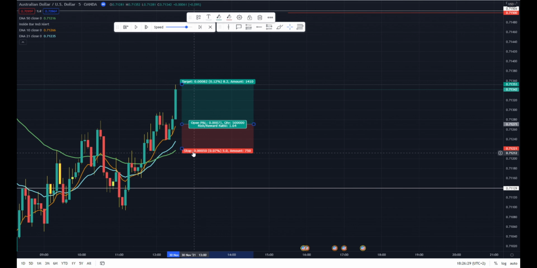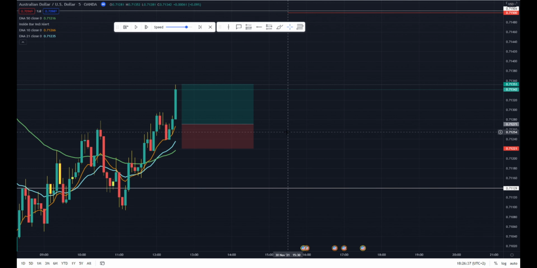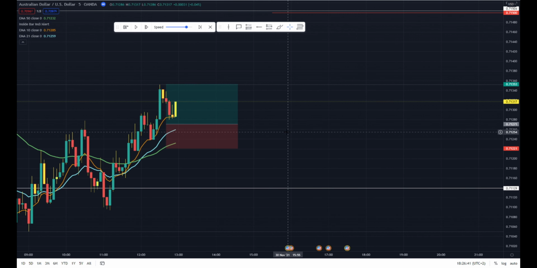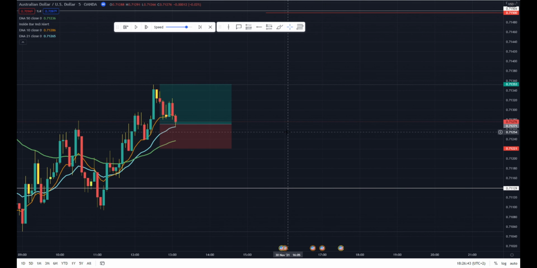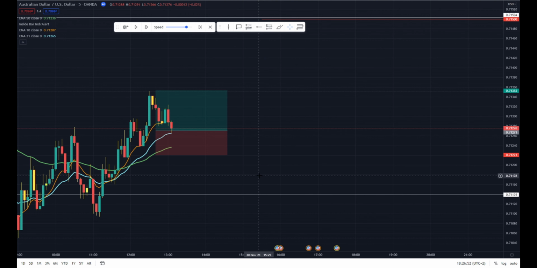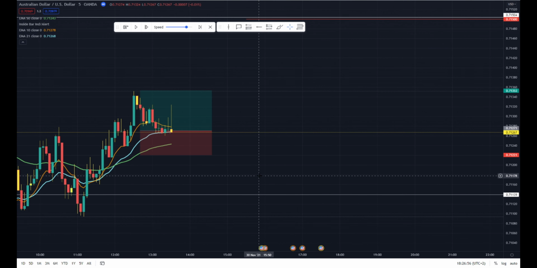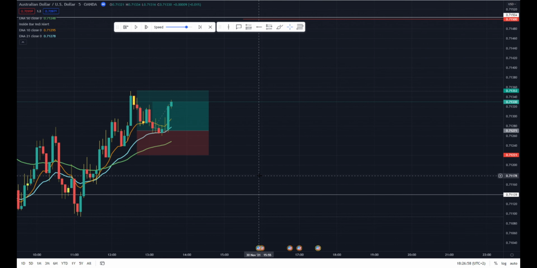A 5 pip stop loss because it's more than enough to cover all three of the EMAs provided the currency still goes up. So I have my pending order set here. Let's see if we get triggered in. And we get triggered in on this candle, which is actually a nice retest to the 21 EMA, and we are hoping for the trend to continue. A bit of a drawdown here, but then the position started going up.